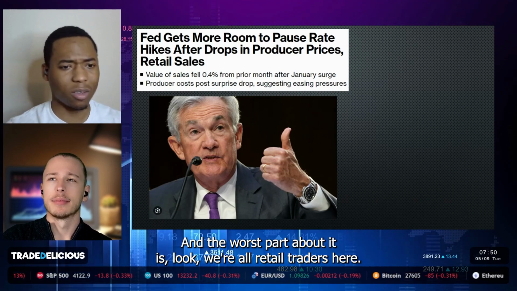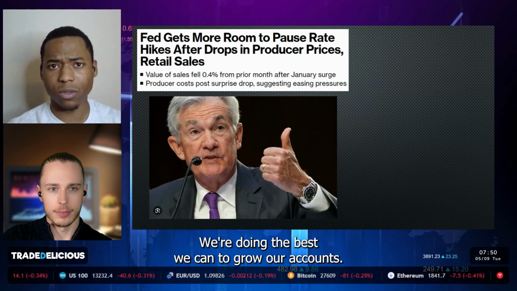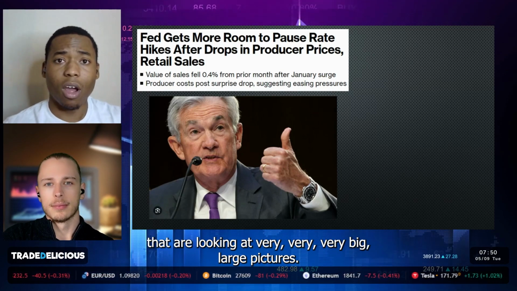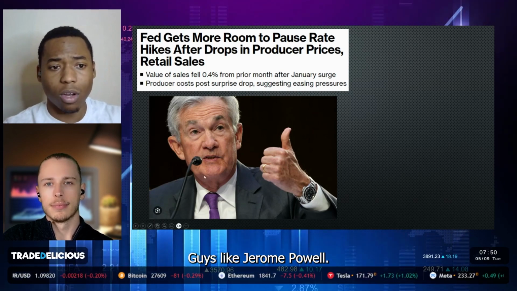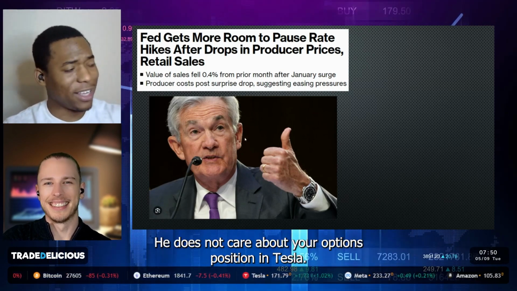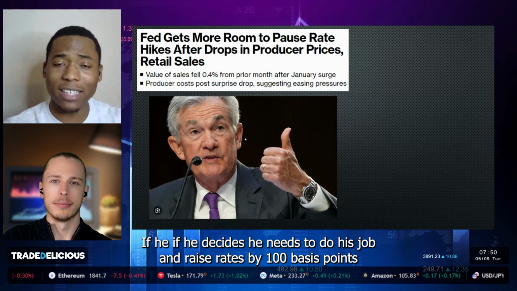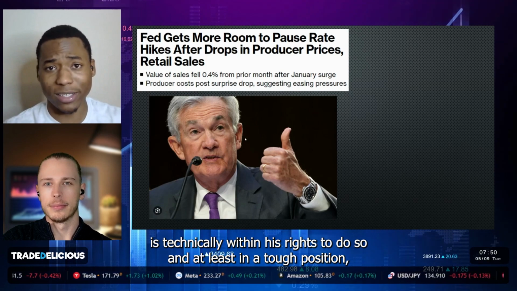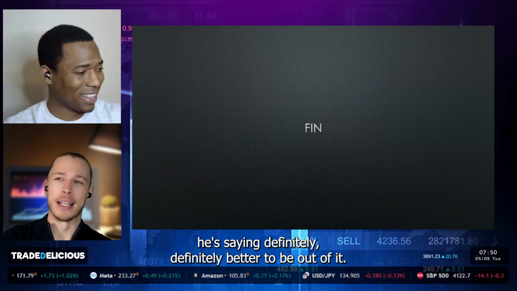It's so dangerous. And the worst part about it is, look, we're all retail traders here. We're doing the best we can to grow our accounts, but the reality of it is, these markets are run by people that are looking at very, very big pictures. Guys like Jerome Powell, he does not care about your 10 lot on the euro dollar. He does not care about your options position in Tesla. If he decides he needs to do his job and raise rates by 100 basis points, he's technically within his rights to do so. And it leaves us in a tough position, to say the least. Definitely, definitely better to be out of it.